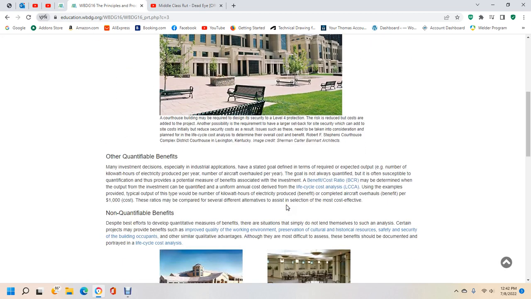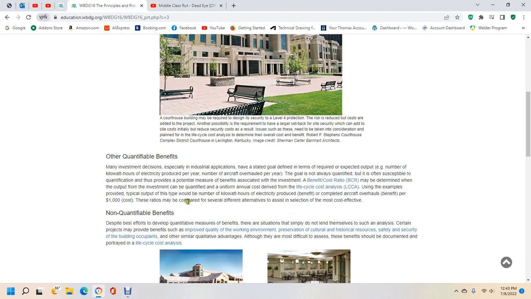Other quantifiable benefits: many investment decisions, especially industrial applications, have stated goals defined with the required expected outcome, such as the number of kilowatt hours of electricity produced per year, or the number of aircraft overhauled per year. Though not always quantified, this is often a respectable qualification providing a potential measure of benefits associated with the investment. Benefit cost ratio may be determined by the output of the investment, quantified with the uniform annual cost derived from the life cycle cost analysis.